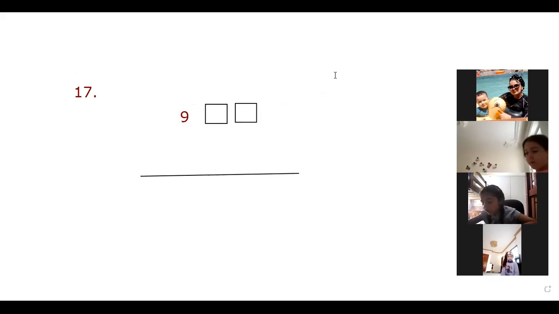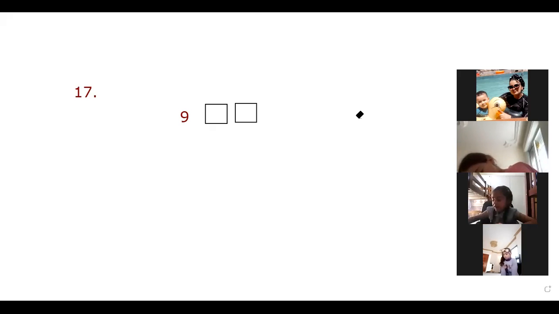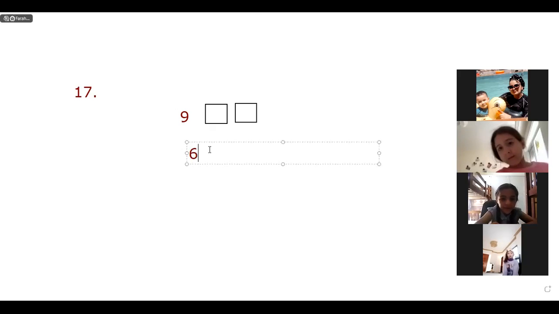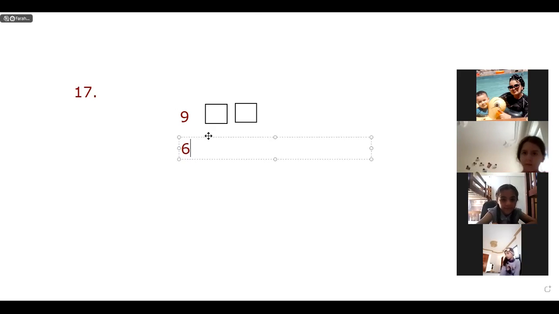Up the box is 15. Yeah, I know. Four. Farah, put your sound off. Put your sound off. Okay, mute yourself or put your sound off.